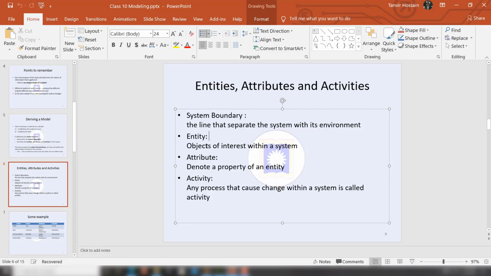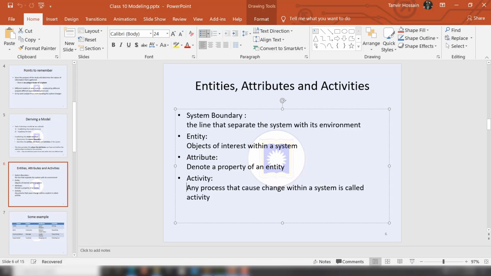What are entities? Entities are objects of interest within a system. The thing we might be interested in, a specific machine maybe, or a specific person, a group of people, a specific job, a specific task maybe. So these are entities. And then what are attributes? An attribute denotes a property of an entity. So the value or property of an entity is an attribute. A very simple definition. We already know that.